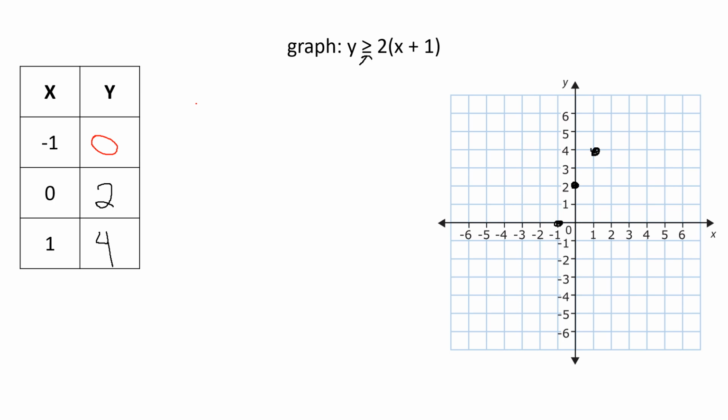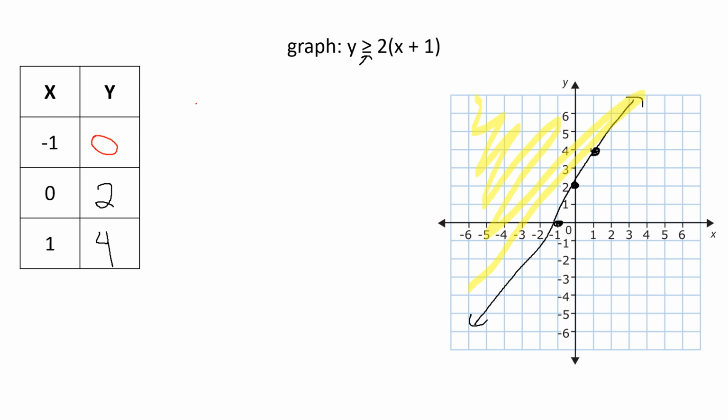Now I'm going to draw my line. Because it is greater than or equal to, that should be a straight line. I can draw a straight line, and the reality is there needs to be arrows on that. But now it is greater than, which means I need to shade in everything above it because it is greater than.